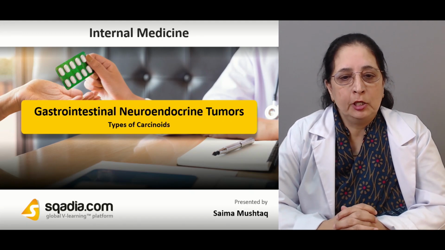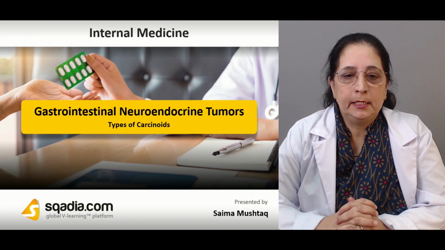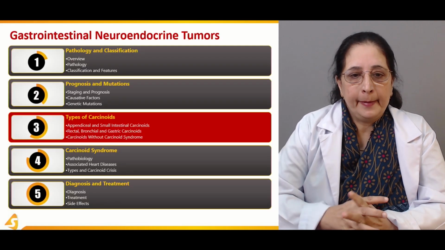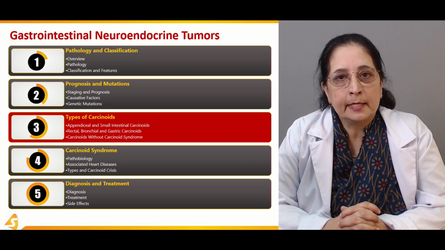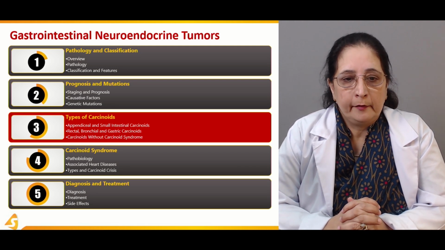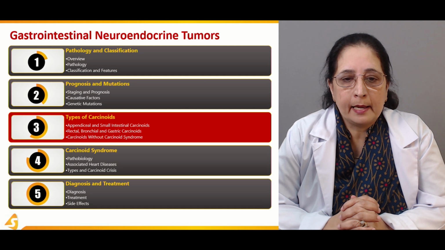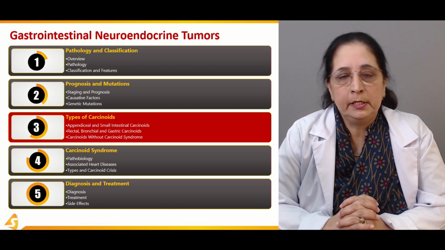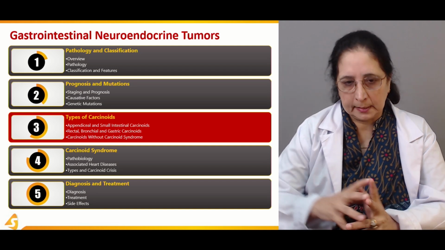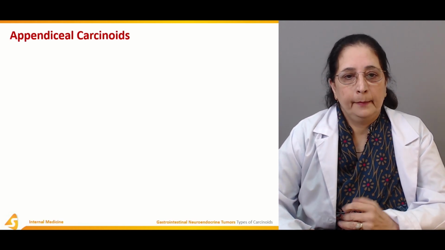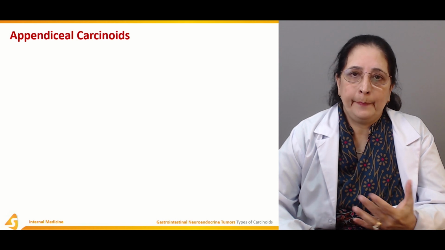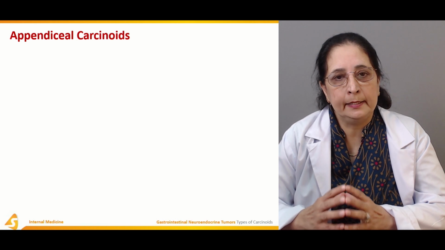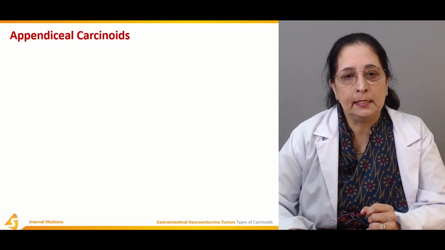In the third section, now we will discuss the different types of carcinoids: appendiceal and small intestinal carcinoids, rectal, bronchial and gastric carcinoids, and carcinoids without the carcinoid syndromes. Appendiceal carcinoid is the carcinoid that is present in the appendix.